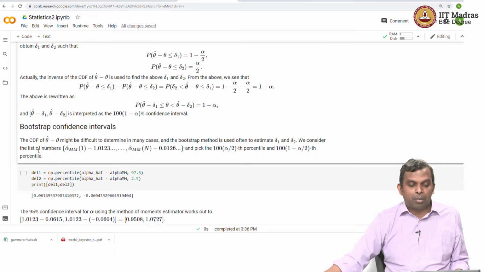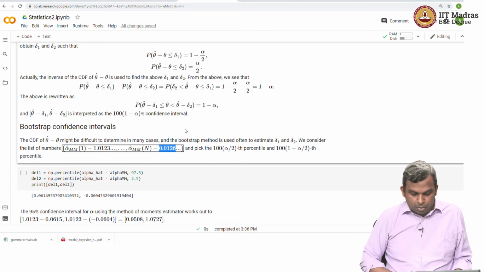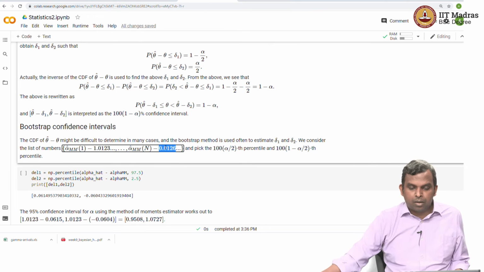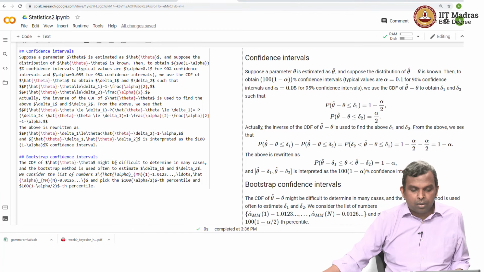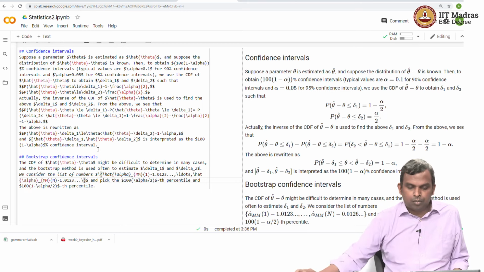So you take the list of numbers, alpha hat, minus alpha hat, you simply subtract, oh my goodness, what did I do here? This is wrong, 1.0123. Oops, sorry about that, this is a bug. It's okay.